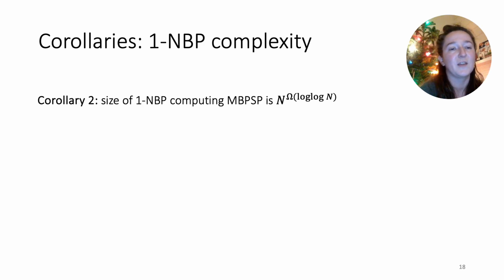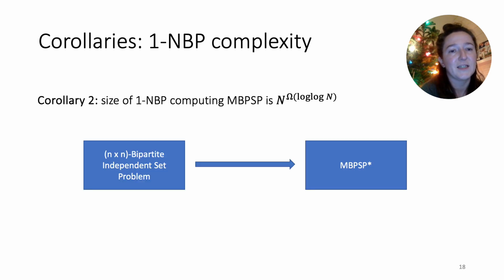Another corollary that we got is an unconditional bound on the size of read-once non-deterministic branching programs computing MBPSP. Note here that this is an unconditional result, and it's not for the partial version of the minimum branching program size problem, but for the total version. And to prove that, we use ideas developed with Artur Riazanov in our previous work, and essentially we use a similar framework as we had now.